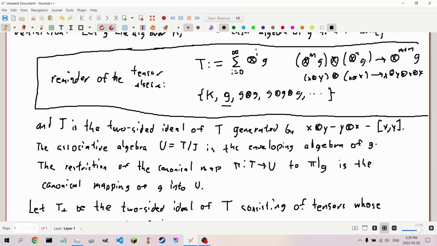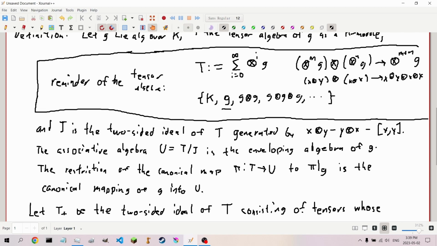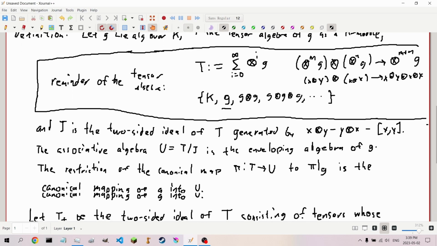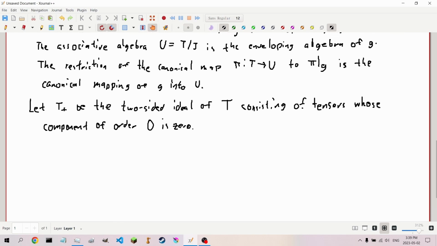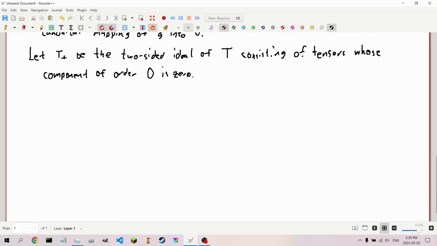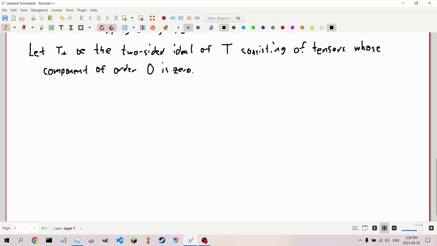the one-dimensional tensor of G, that's just G. The zero-dimensional is the underlying ring, which is going to be K. So we're saying that T plus is just the part of T which does not have this component in the underlying ring. Everything in here is going to be an element of G or the tensor of elements from G.